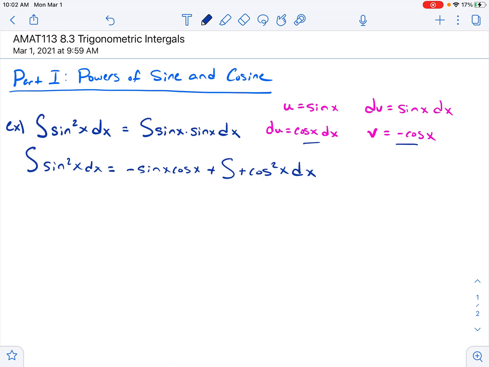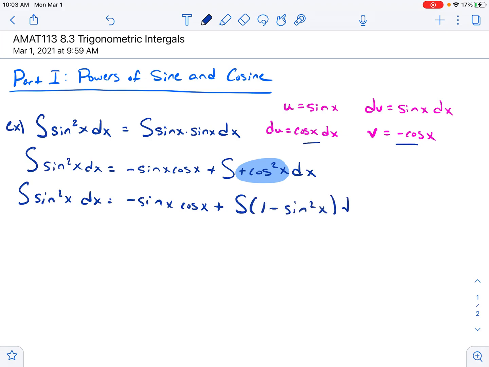So what are we going to do to get around this? I'm actually going to use the Pythagorean identity to get that back in terms of sine squared. So let's take a look here. We've got negative sine x cos x plus the integral of 1 minus sine squared x dx. When I use my Pythagorean identity, I get that back in terms of sine.